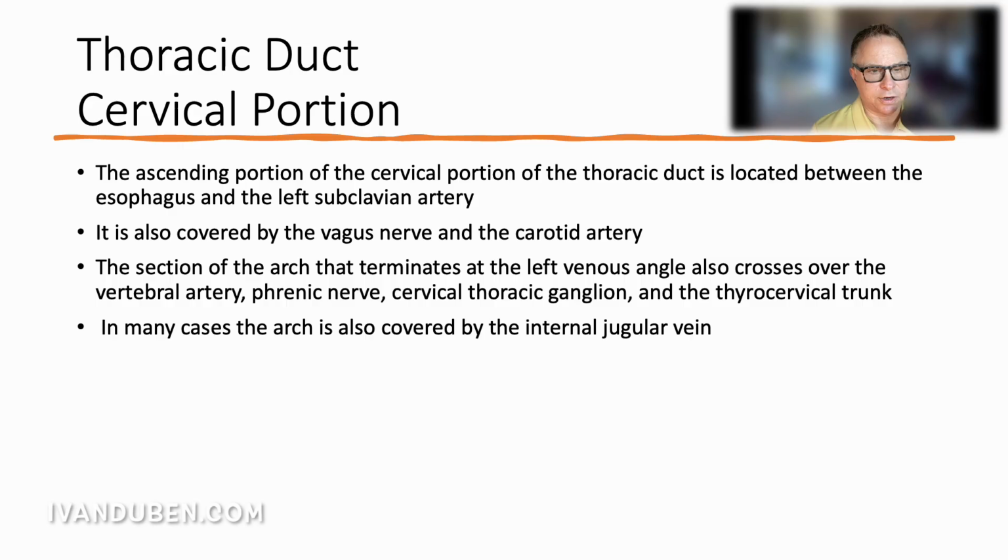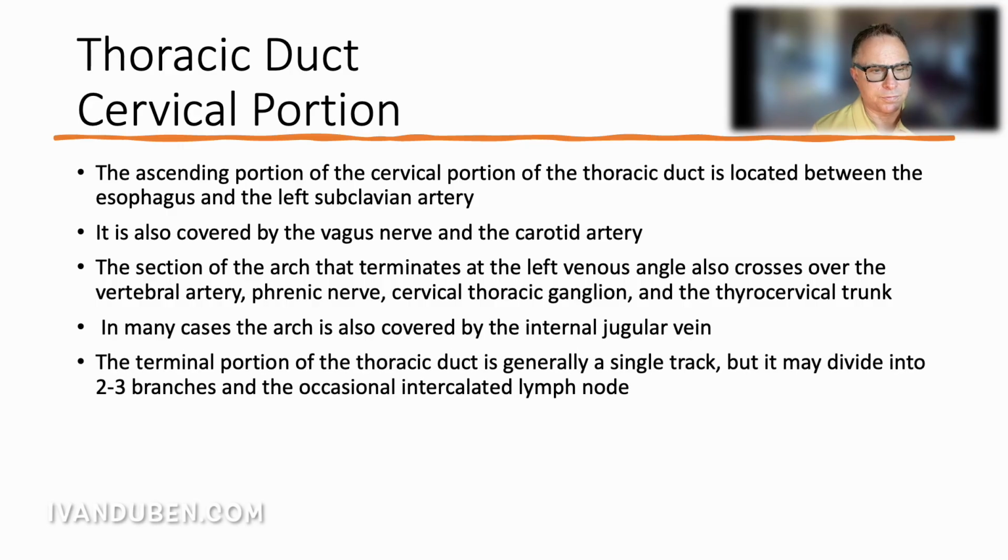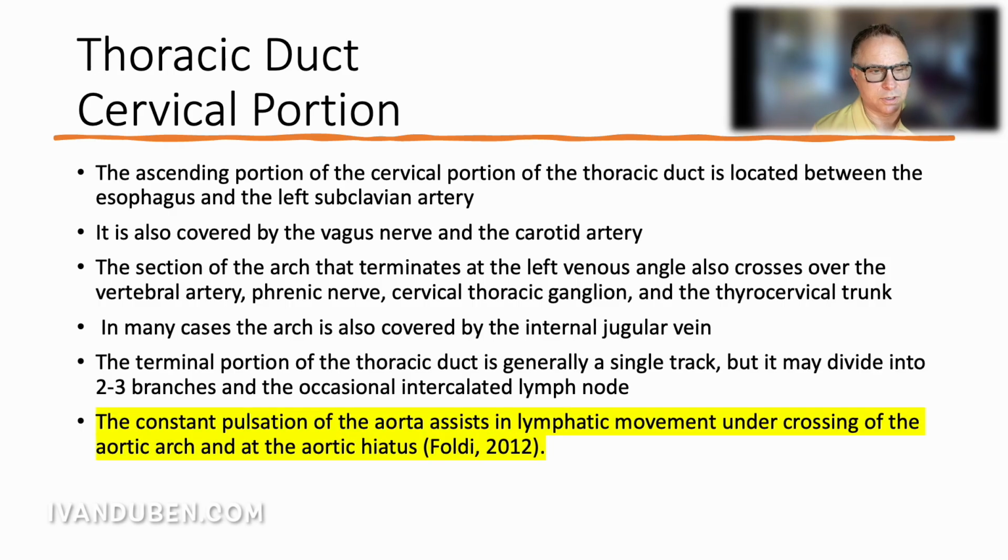In many cases, the arch is also covered by the internal jugular vein. The terminal portion of the thoracic duct is generally a single tract, but it may divide into 2 to 3 branches and the occasional intercalated lymph nodes. The constant pulsation of the aorta assists in lymphatic movement under crossing of the aortic arch and the aortic hiatus.